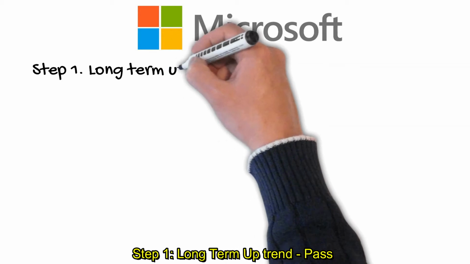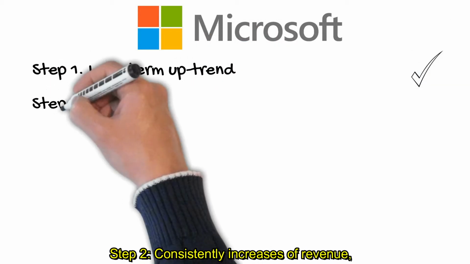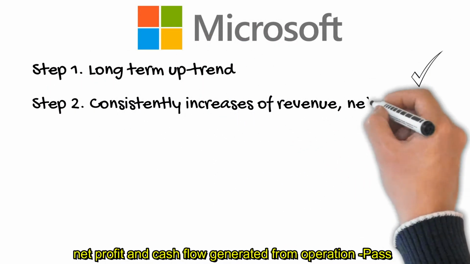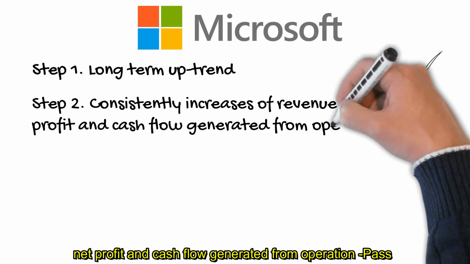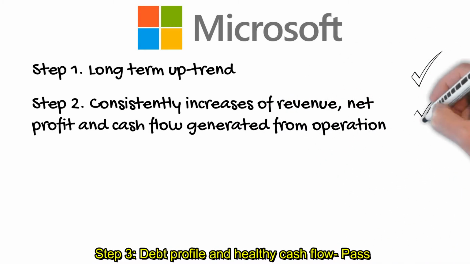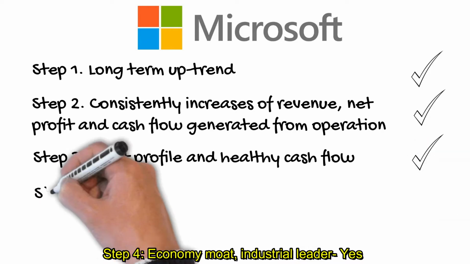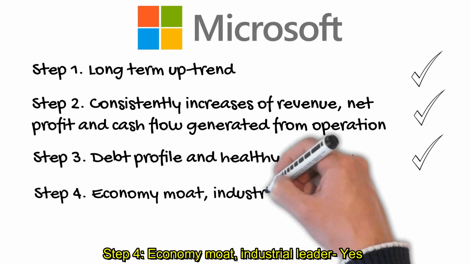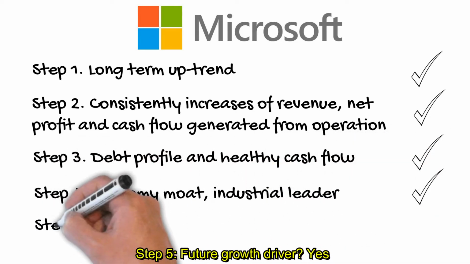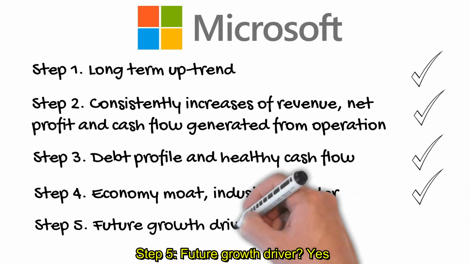Summary for Microsoft. Step 1, long-term uptrend. Pass. Step 2, consistent increases of revenue, net profit, and cash flow generated from operation. Pass. Step 3, debt profile and healthy cash flow. Pass. Step 4, economic moat, industry leader. Yes. Step 5, future growth driver. Yes.